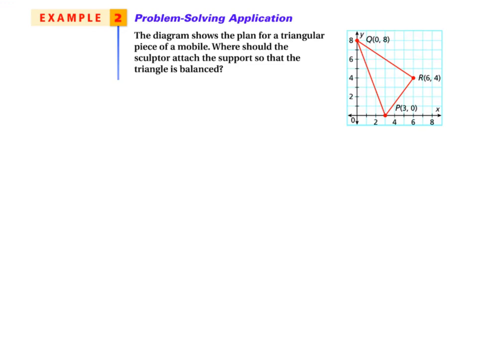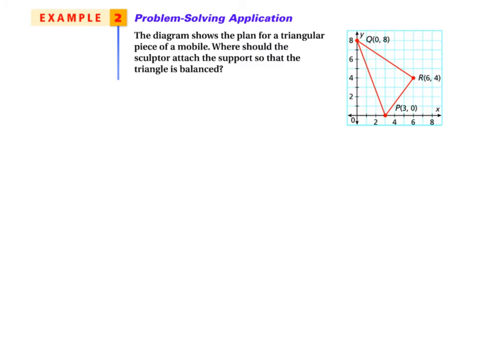Example number 2. The diagram shows the plan for a triangular piece of mobile. Where should the sculptor attach the support so that the triangle is balanced? Well, before we said that the centroid of a triangle is representing the center of gravity. So we have to find the center of gravity that would make this balanced. So we have to find the centroid. So we know our 3 vertices of PQR. Since the centroid of the triangle is the point of intersection of the 3 medians, we need to write the equations for 2 medians and find their point of intersection.